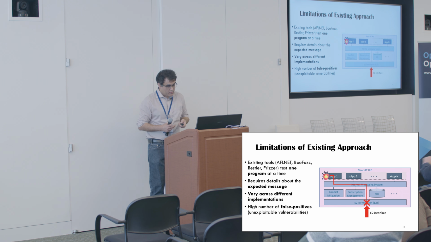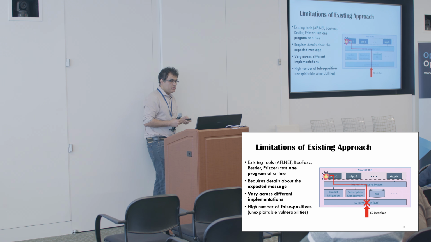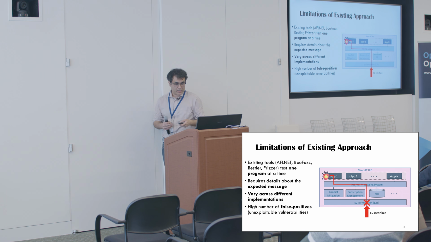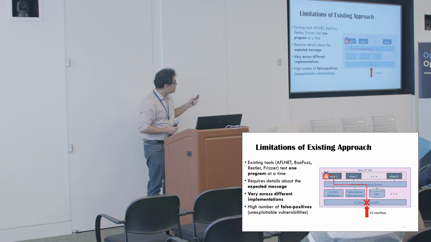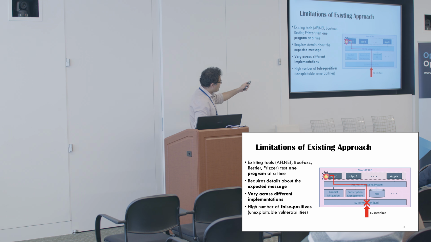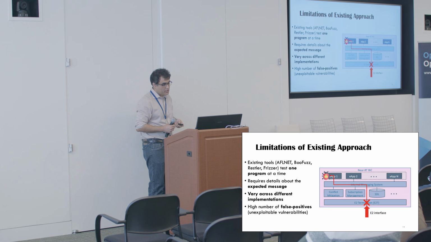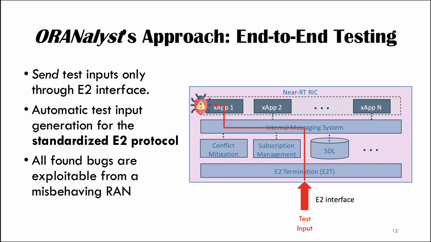Okay. So, our goal is to create an end-to-end fuzzing, I mean automated testing, framework. If we say that we want to test xApps, we will start testing from the E2 interface, so that our test input can reach the xApps or any other components. So, this is the basic idea that we would like to do end-to-end testing.